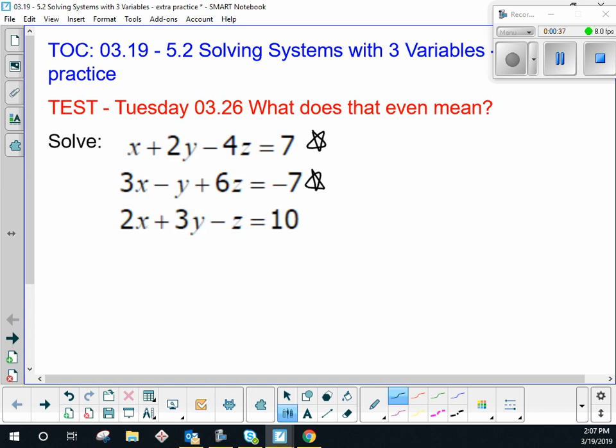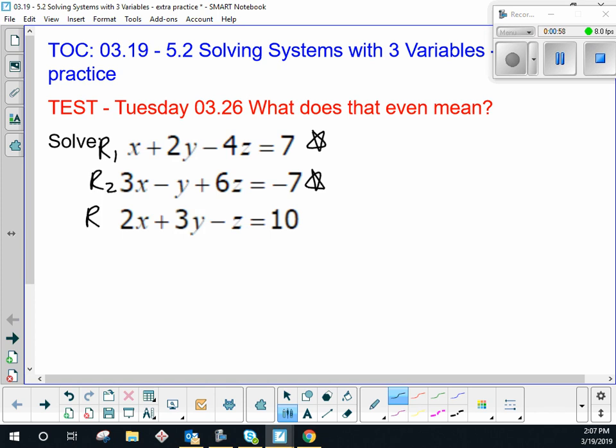What we're going to do is pick 2 equations and eliminate one variable. And then we're going to pick a different 2 and eliminate that same variable. That will give us a system with 2 variables, and we'll do elimination one more time. So we're doing elimination a lot. I'm going to start with the first 2.